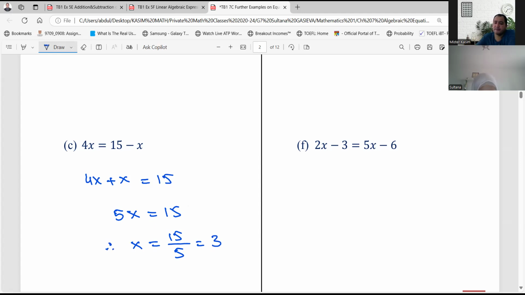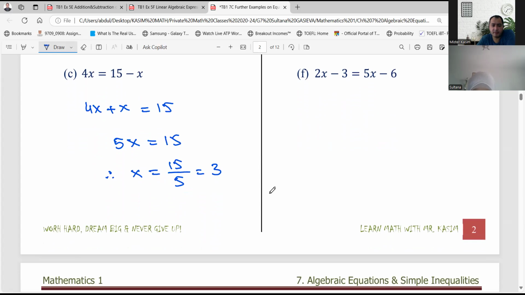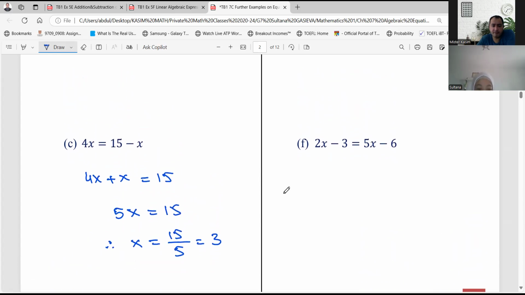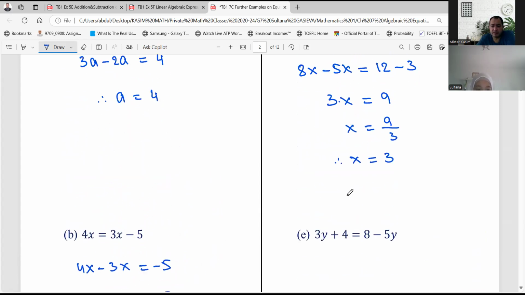Oh, okay. So then 4x equals 15 minus x. Then we move minus x to the left-hand side. It will be positive x, right? And 4x plus x is 5x. 5x equals 15. Divide both sides by 5. X equals 3. Okay? All right.